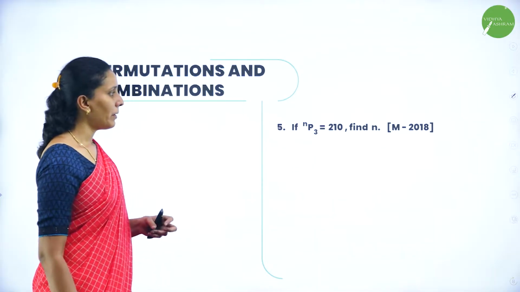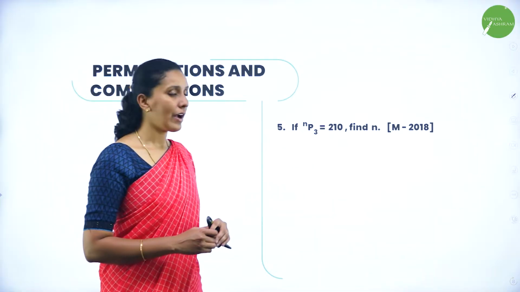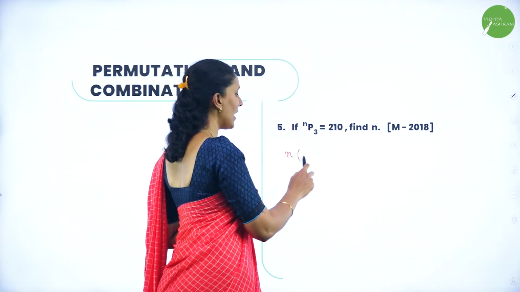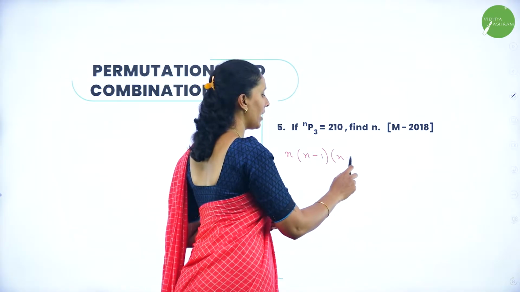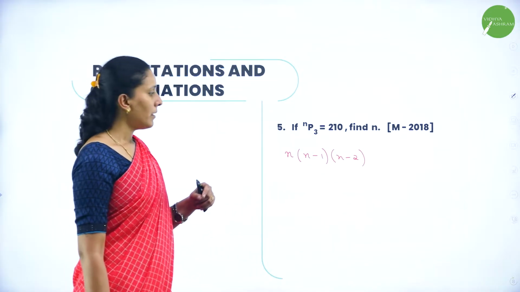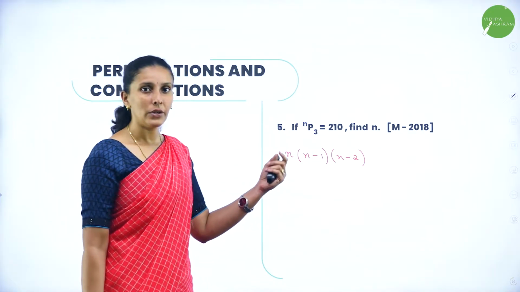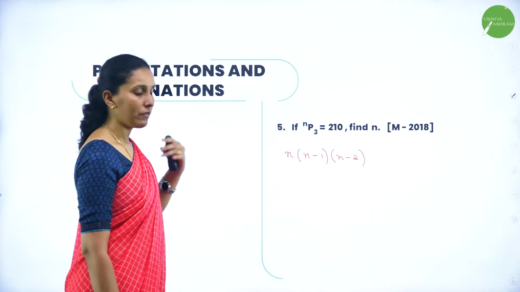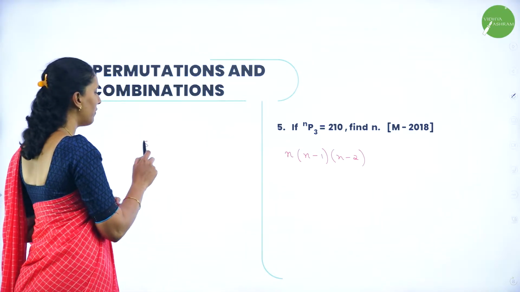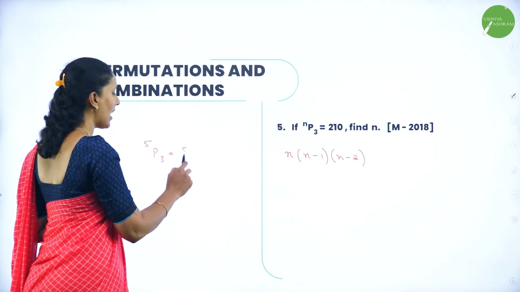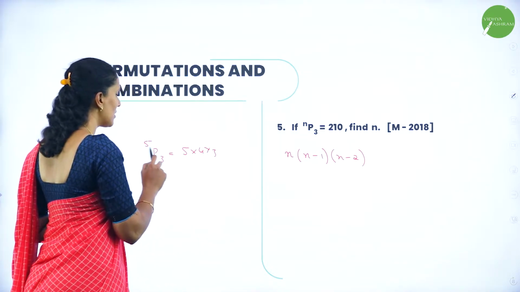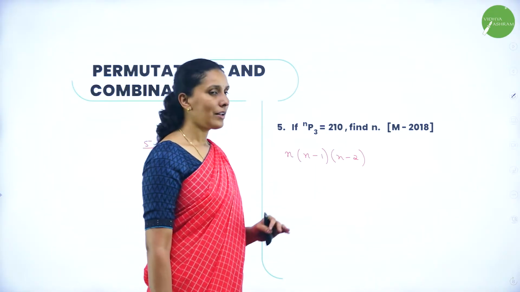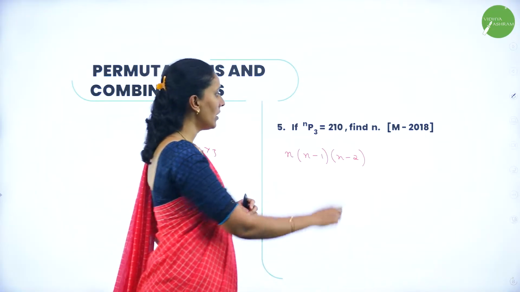Next, if NP3 is equal to 210, find n. So here they have given NP3, so we can write this as n into n minus 1 into n minus 2. So therefore, the first 3 factors from the previous. If I have 5P3, then I can write this as 5 into 4 into 3, that is the first 3 numbers from 5. So similarly we can write this as n into n minus 1 into n minus 2.